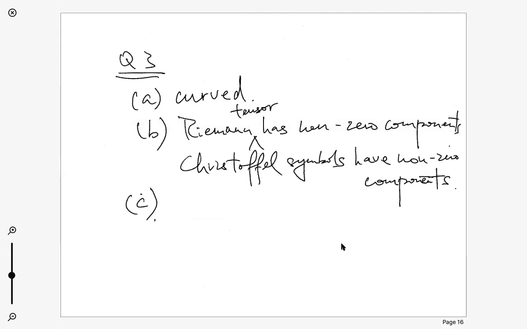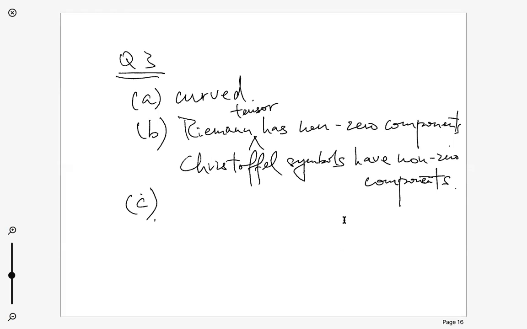Now part C. This is where the calculation comes in. Write down the metric of a spherical surface with radius a, and hence compute the Christoffel symbols and the Riemann tensor. And here I specify the components to be r, theta, phi, theta, phi, because I expect that I won't have time to do all the components, although I have already overrun. But let's do that.